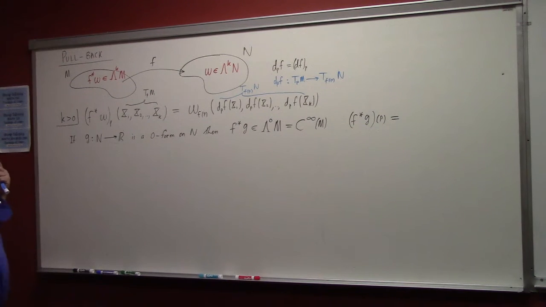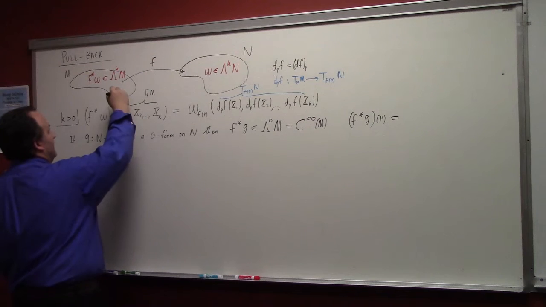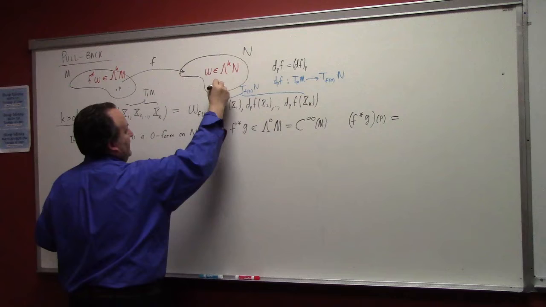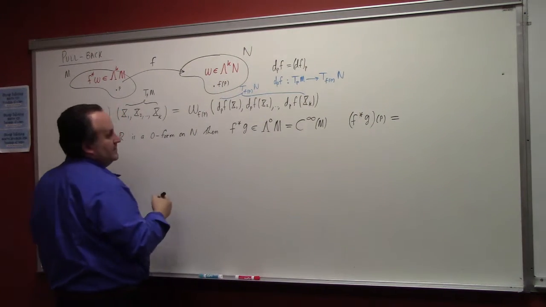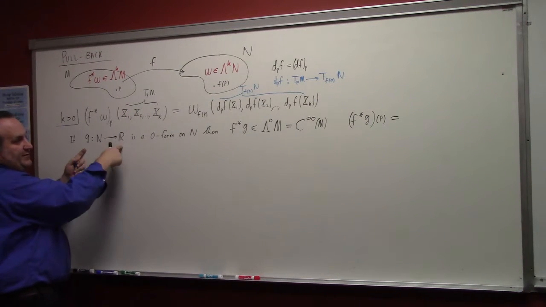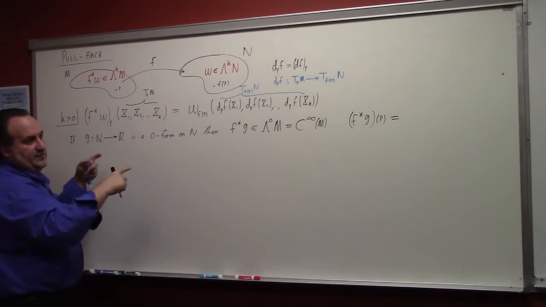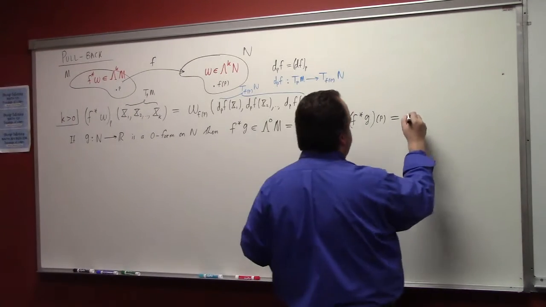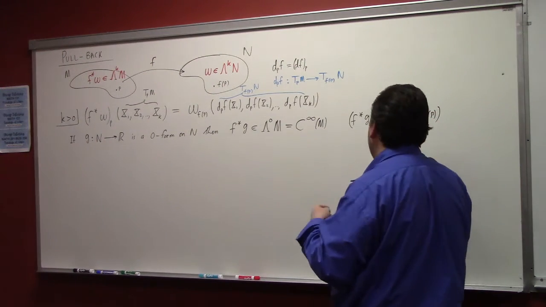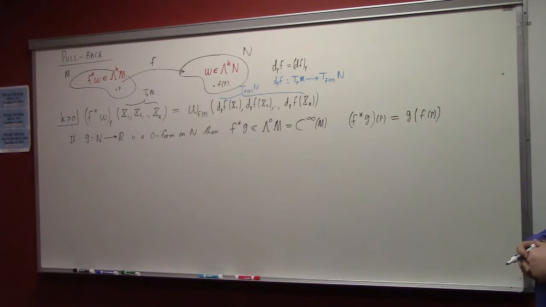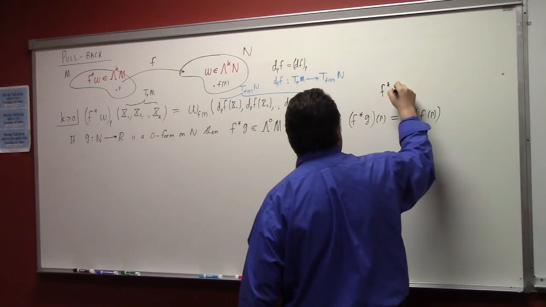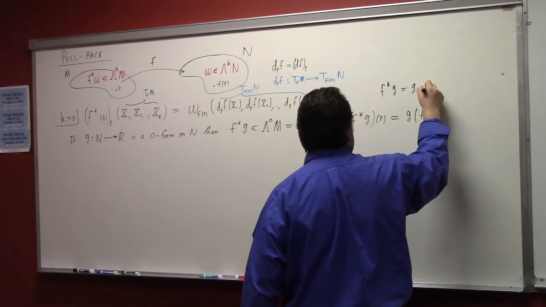It's all I got. So how about this? f of p. If I start with p, p's here in M. Then over here you've got f of p, which is in N, right? And if I feed f of p into g, that gives me a real number. So I should do g of f of p. That would be something I can do. In other words, in short, the pullback of a function is just the composite.